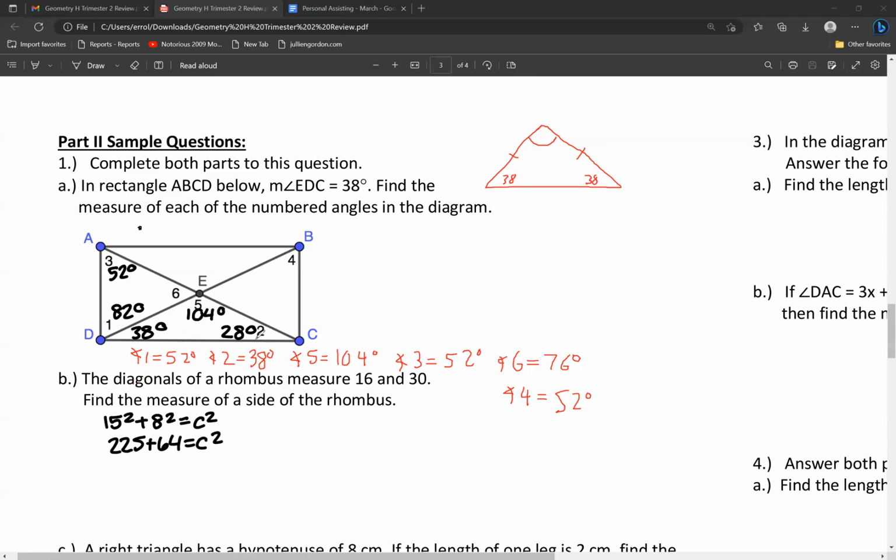It looks like you understood. You just maybe did some calculation error right there and a calculation error right there. Okay. All right.